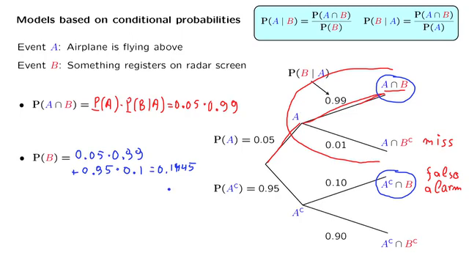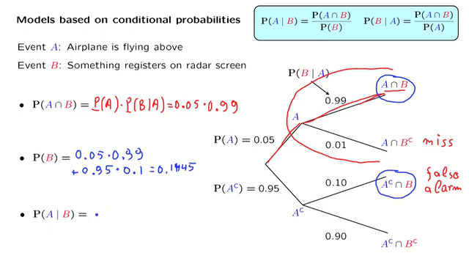Finally, a last question, which is perhaps the most interesting one. Suppose that the radar registered something. What is the probability that there is an airplane out there? How do we do this calculation? Well, we can start from the definition of the conditional probability of A given B, and note that we already have in our hands both the numerator and the denominator.